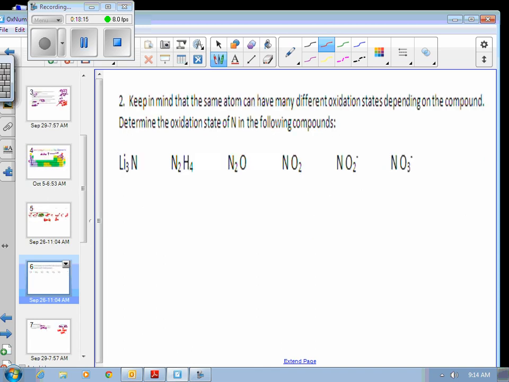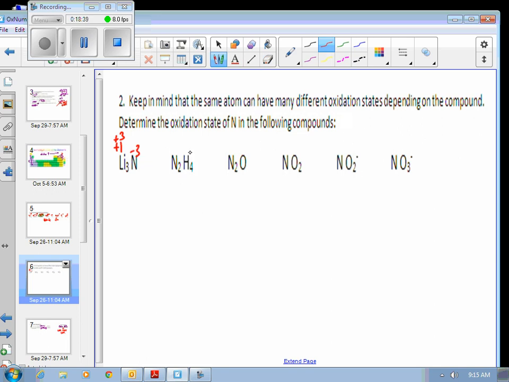Let's go ahead and take a look at this one. All of these have nitrogen in them. So again, pause, do it yourself, and then resume and see if you got it right. Okay, pausing. Okay, resume play. So let's see. Lithium, of course, is going to be a +1, so it's a +3 overall. So nitrogen, sorry about that, is a -3.